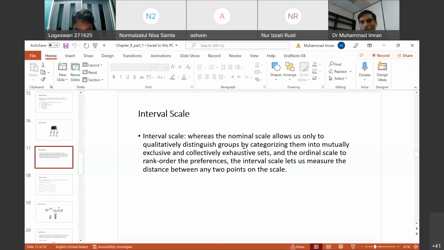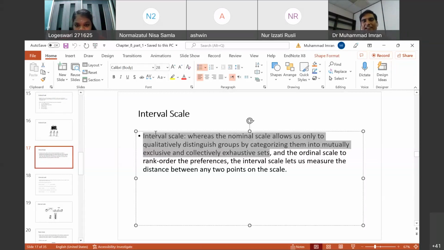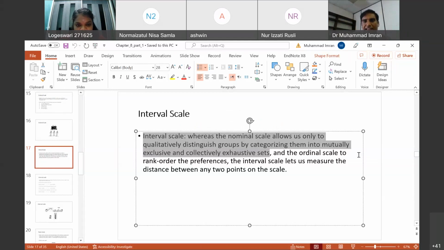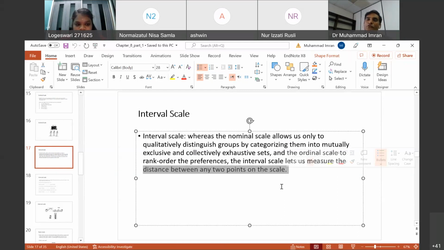Whereas the nominal scale allows us only to qualitatively distinguish groups by categorizing them into mutually exclusive and collectively exhaustive sets. The first and the second are purely qualitative, because name and rank are qualitative, with no numbers involved, in the nominal and the ordinal. The ordinal scale ranks order preferences. Okay, the interval scale lets us measure the distance between 2 points of the scale.